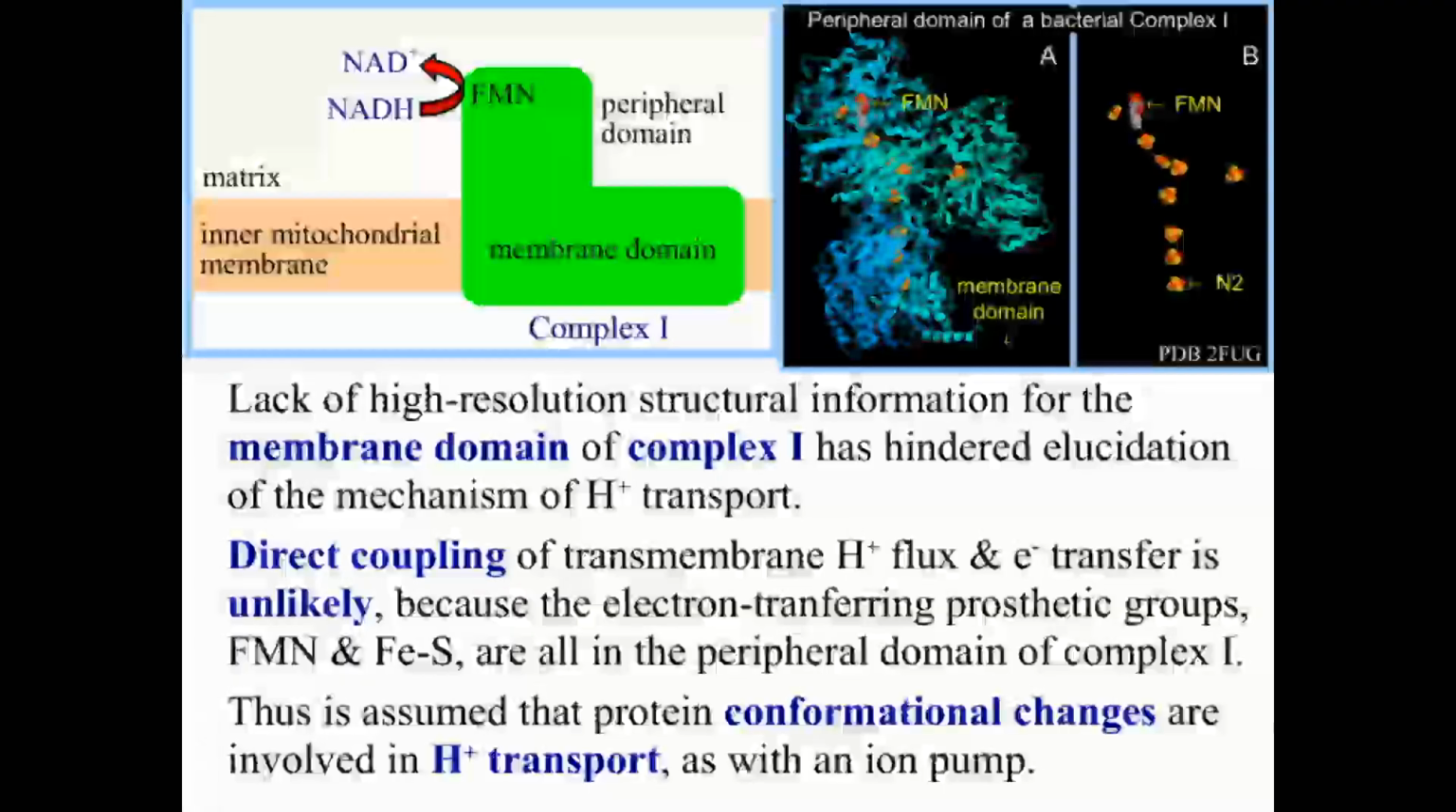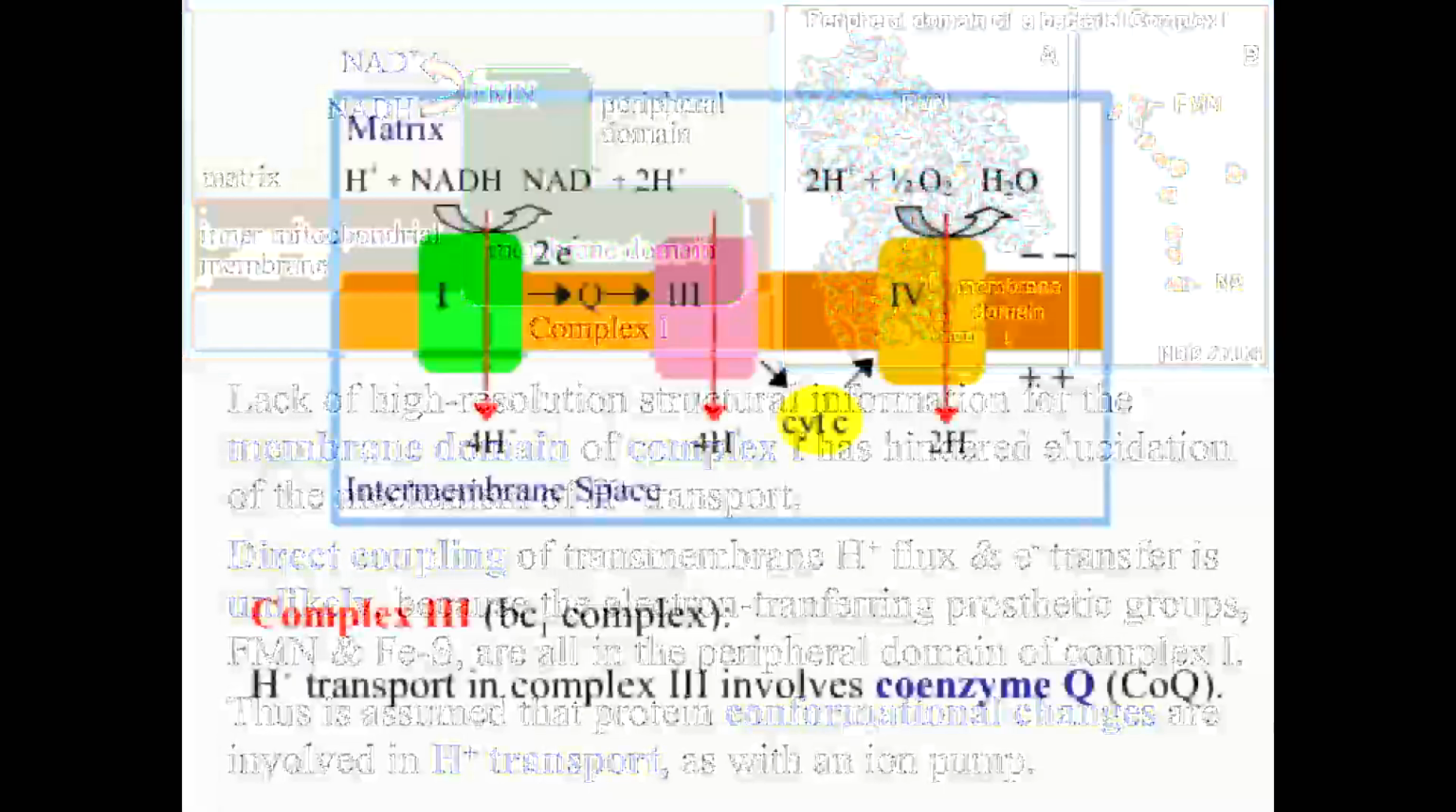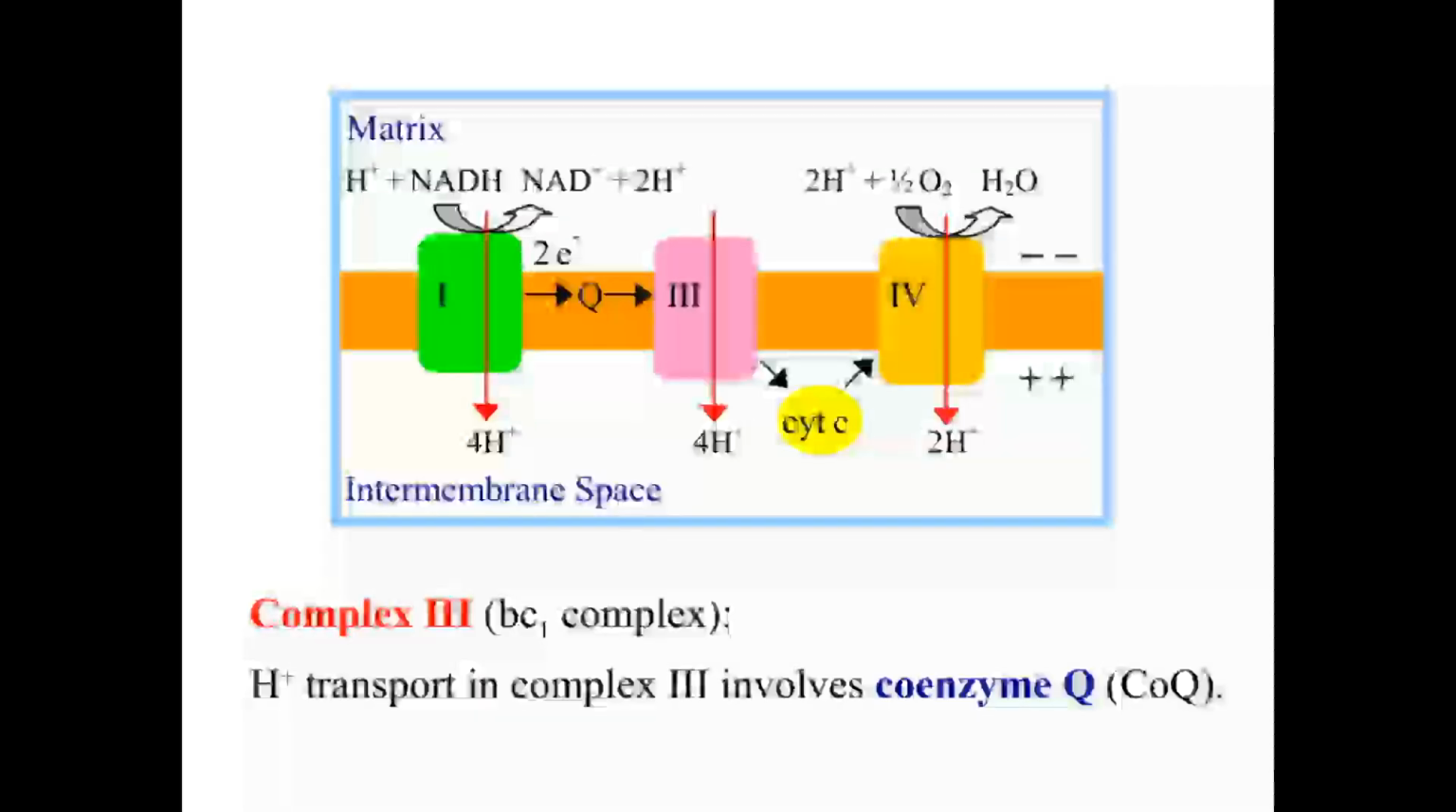Now let's turn our attention to complex III, also known as the BC1 complex. An important aspect of this complex is how it handles proton transport, and here, Coenzyme Q, or CoQ, plays a central role. CoQ acts as an electron carrier within the inner mitochondrial membrane, shuttling electrons from complex I and II to complex III. But beyond just moving electrons, CoQ is also involved in the process of proton translocation across the membrane. This movement of protons is crucial because it helps establish the electrochemical gradient that drives ATP synthesis.